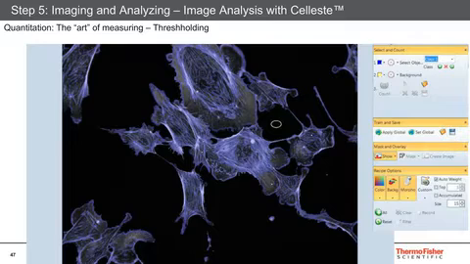Now, I won't go into all the features of Celeste software here, but I urge you to learn more at our website. There's a lot of great function in that software package, including 3D reconstruction or all sorts of different segmentation techniques and counting. So if you want to count cells in an automated fashion.